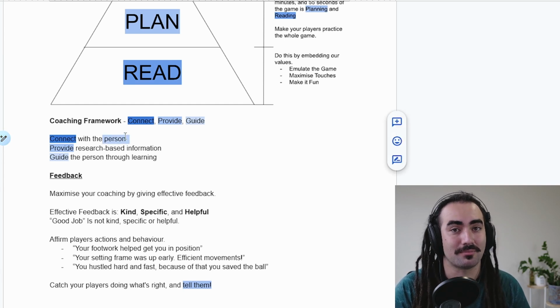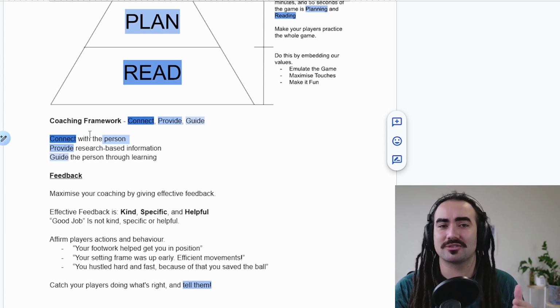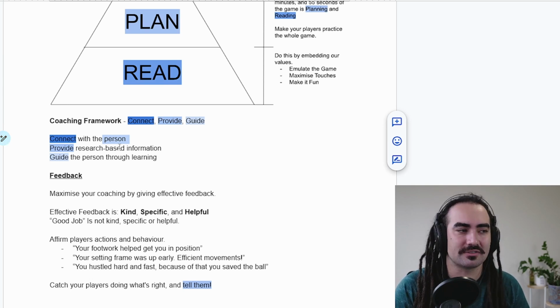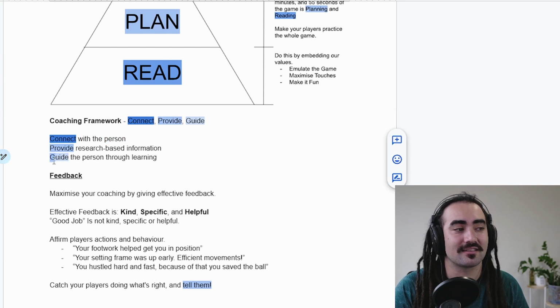It's very important because we want to be caring. We don't just care about the player and the results that they add to the team. We care about the person. Provide research-based information. This stuff up here. Guide the person. I said guide. I didn't say walk them through step by step. I said guide. That doesn't mean giving them all the answers. That means guiding them through their own learning. So guide the person through learning.